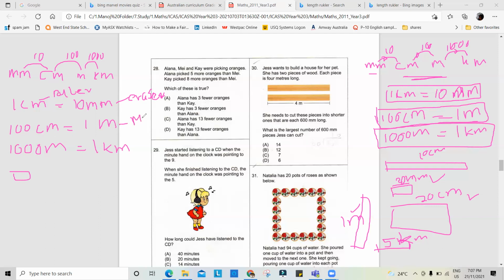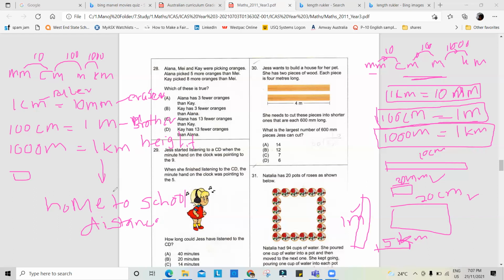I don't think you, maybe half a meter. Maybe yes, your brother's height. H-E-I-G-H-T. And kilometer is home to school, right? Distance. Okay, that's fine. Meters is height, right?